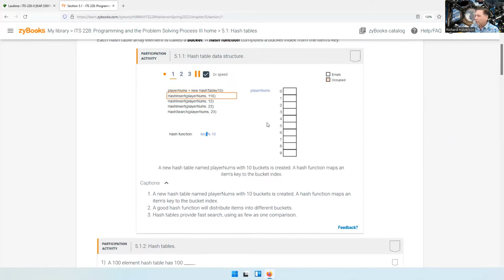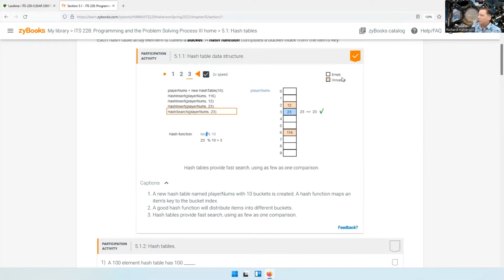We start out where we define a hash table that's got 10 locations. The first thing we do is we store in 116, and that's going to go into slot 6 because 116 mod 10 is 6. Then we're going to store in 12, and that's going to be in slot 2. Then we store in 23, and that goes there. Then we're going to search for 23, and we see that the hashing is 3, and so we go there. There it is. That's how we go.